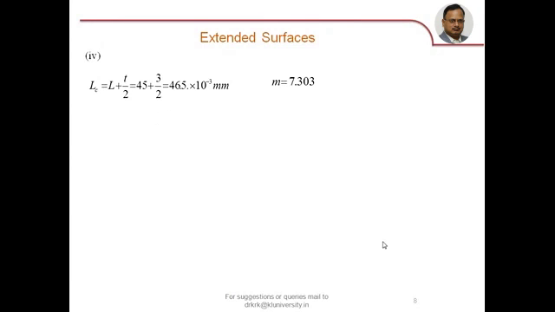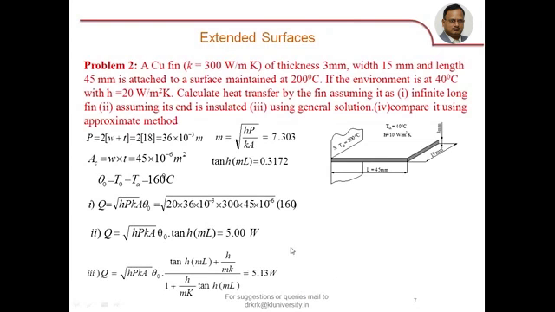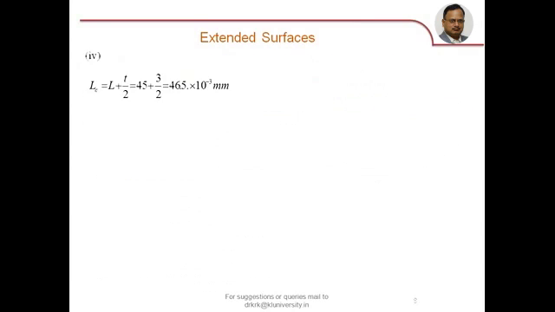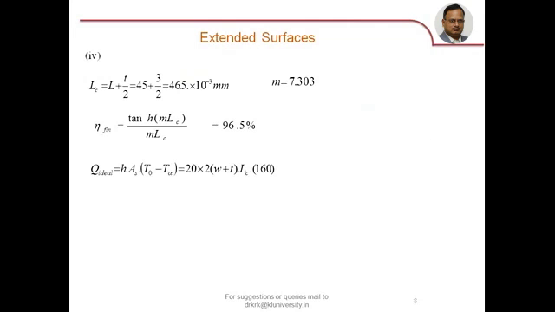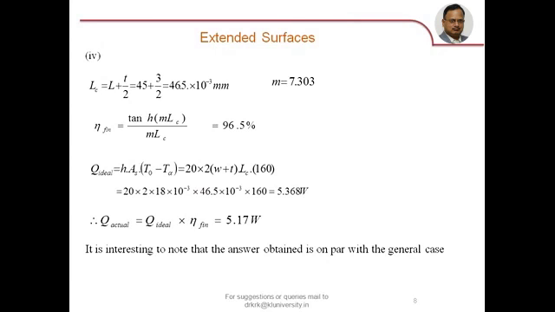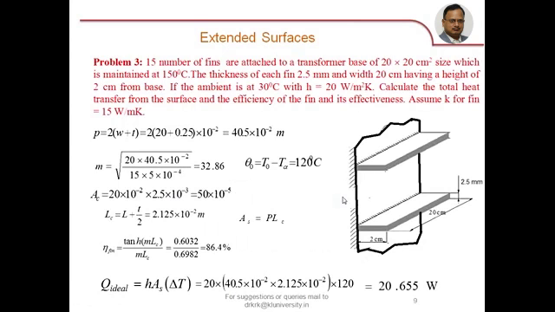So you can see now the answer Q, 5.17 watts, is more or less close to the general solution. Hence, the approximate method is the best method to solve problems with negligible error. That is what we have to conclude from this problem. So this problem covers all the 4 types or cases to determine heat transfer from a fin. So let us move to one more problem.